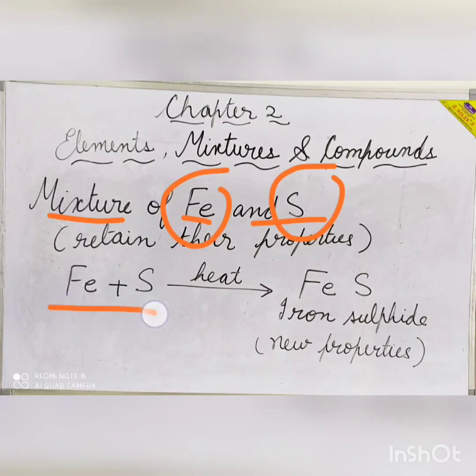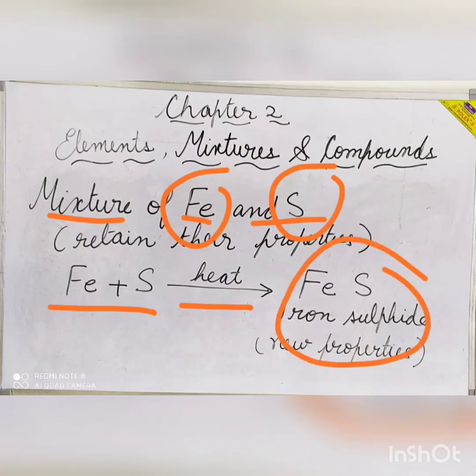Now we take the mixture and we heat it. On heating, a new compound, iron sulfide, is formed. We see that this iron sulfide has totally different properties from the original elements iron and sulfur. It neither sticks to the magnet nor dissolves in the carbon disulfide solution.